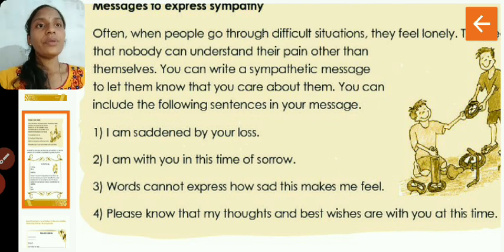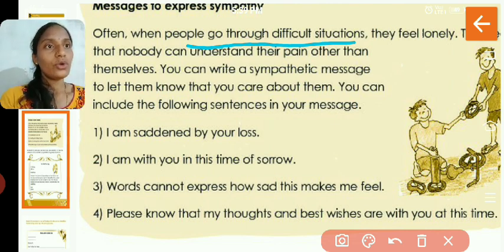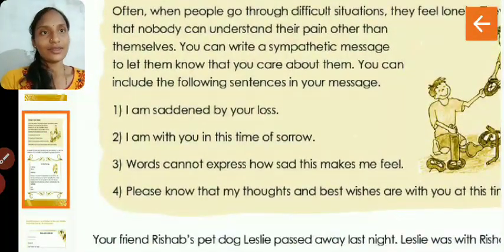Often when people go through difficult situations, they feel lonely. They feel that nobody can understand their pain other than themselves. In this kind of situation, we can write a sympathetic message to let them know that you also care for them. You can include the following sentences.